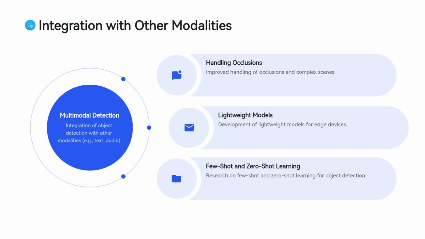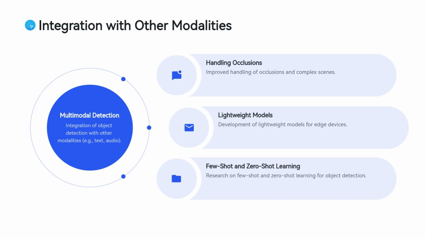Edge devices. As AI moves towards edge devices, e.g., smartphones, IoT, there is a growing need for lightweight models that can perform object detection in real time with limited computational resources. This requires optimizing models for performance while keeping them small and efficient.